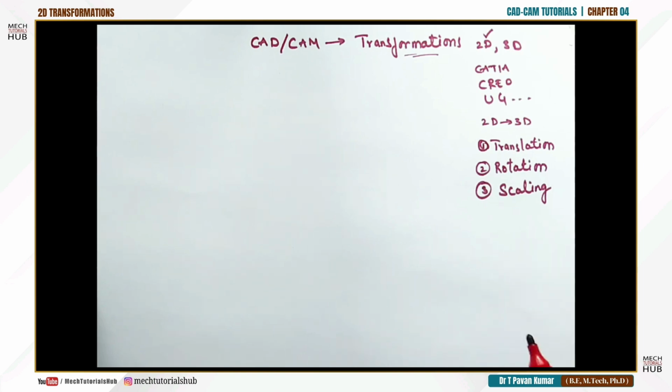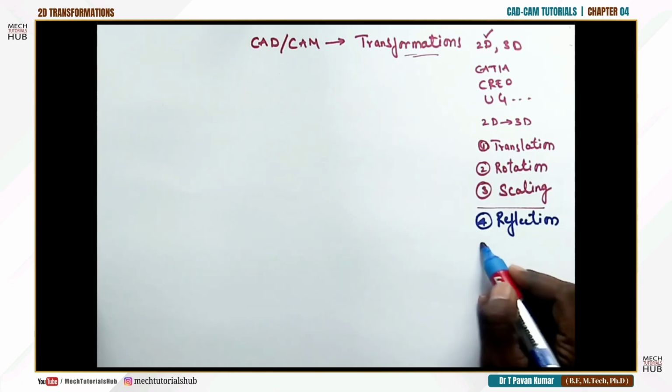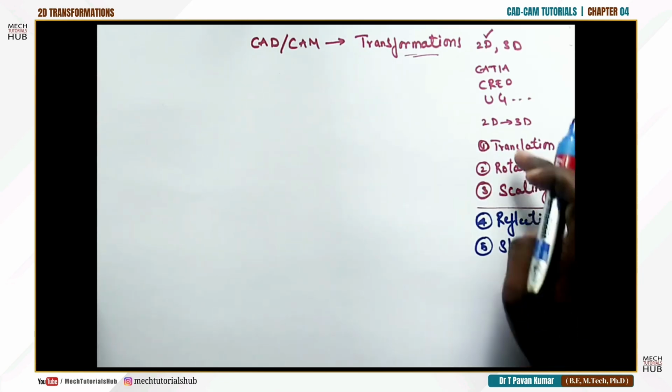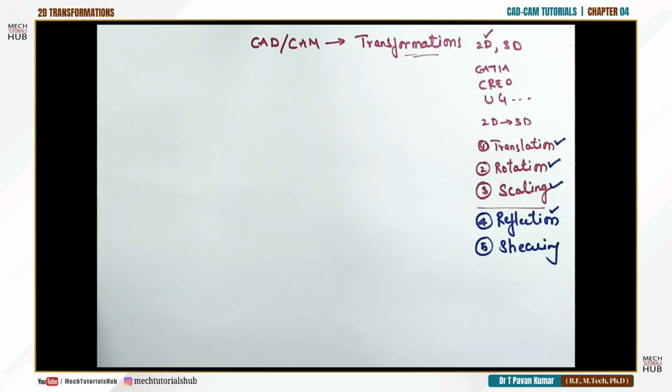Let us see each term individually: what exactly translation is all about, what is rotation, and what is scaling. Other than this, you have a few more, for example, reflection, and number 5, shearing. Based on the academics, we'll focus more on translation, rotation, scaling, and in some cases reflection. Now we'll see what exactly translation is all about. We'll try to know the concept of transformations in this video lecture.